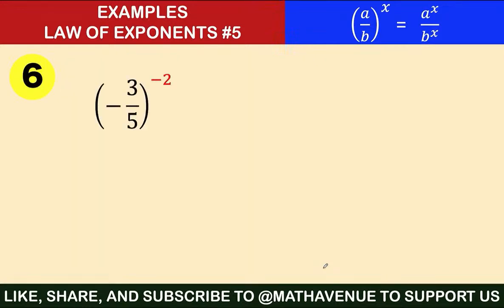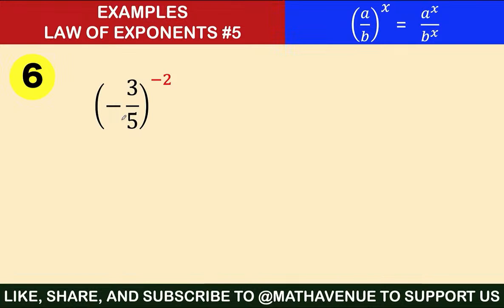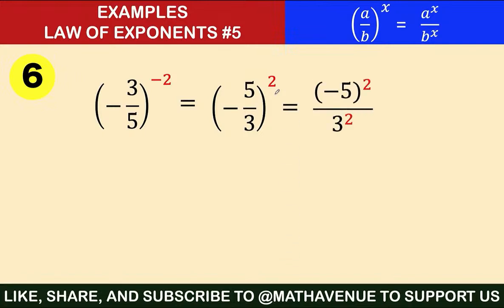Now, next problem. When you have a negative exponent outside and you have a fraction, you can eliminate this negative exponent by getting the reciprocal of the base. So, what is the reciprocal of negative 3 over 5? That is negative 5 over 3. By getting the reciprocal, notice now that the exponent from negative 2 becomes positive 2. Then you have here a negative base raised to an even exponent. The result must be positive. So this becomes like this.